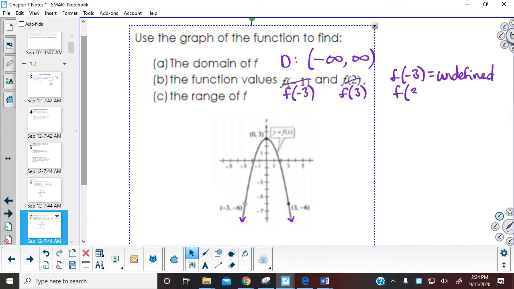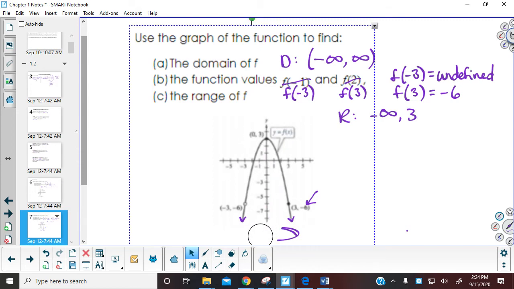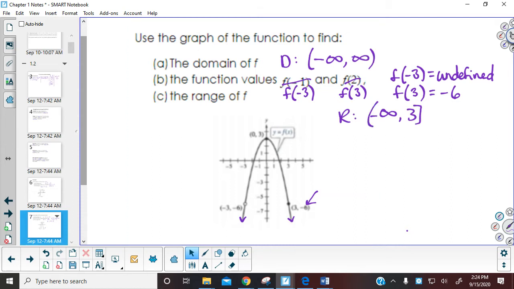And then you have f of positive 3. Now when you look here, you do have that -6 value because this one is a closed dot. Your range, again, you're thinking top to bottom. If you look down below, this actually extends forever down. So your range is going to be -infinity. But as you go up, it's going to stop at this y value of 3. It is included since that dot is a closed dot, so you're going to have the bracket there. Again, it's never going to reach infinity, so you're going to have that parenthesis there.